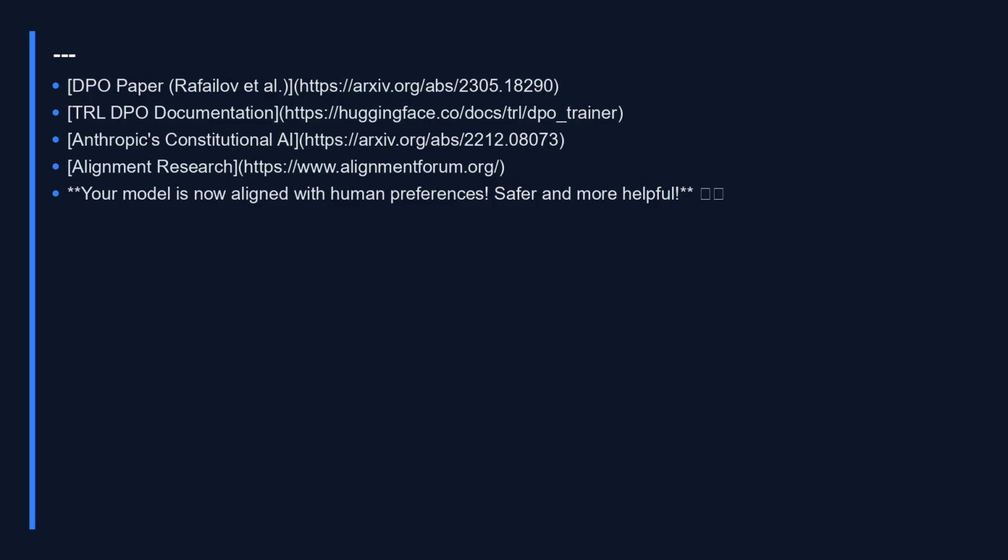Additional resources. If you want to go deeper, the original DPO paper by Rafailov and colleagues is the primary source. It's readable and the math is well motivated. The TRL library documentation covers every parameter of DPOTrainer in detail. Anthropic's constitutional AI work is worth reading for a different angle on the same problem, and the broader alignment research literature, particularly work from Anthropic and DeepMind, will give you context for where DPO fits in the larger picture of making models safe and useful.